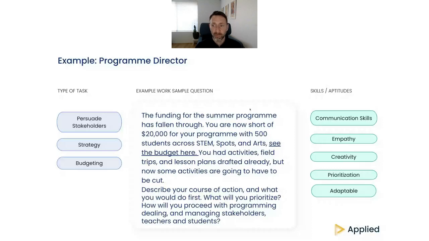Quick example of a work sample, and again, we've got resources and webinars on our website that will go into these. But imagine this is a program director. The types of tasks they have to do are on the left-hand side, and on the right-hand side, these are the skills that are being tested. And it's talking about how the funding for a summer program has fallen through. What do you cut and why is the main thing? Why do you prioritize these cuts? And the idea of this is it is something that could actually happen on the role. It is not "tell me a time when," it's "here is the problem, please work through it." And it importantly tests the things that you actually care about.